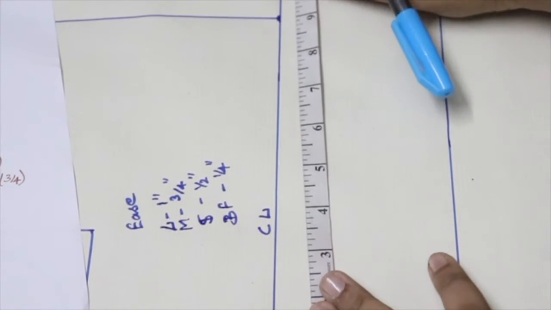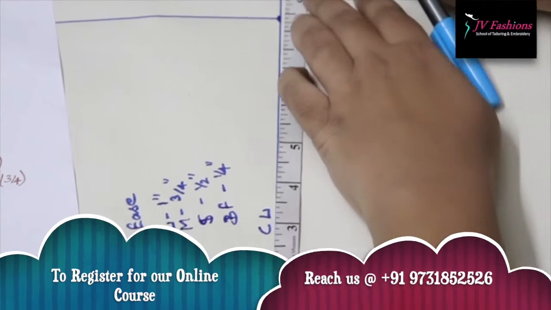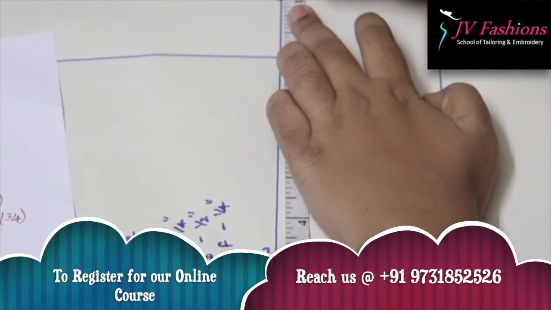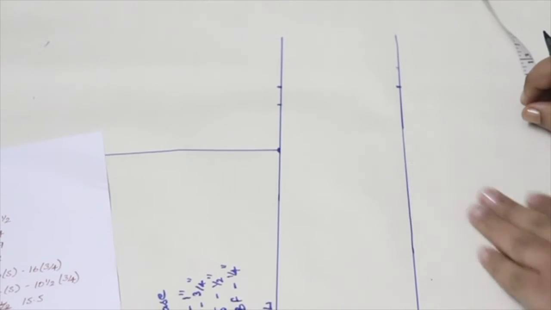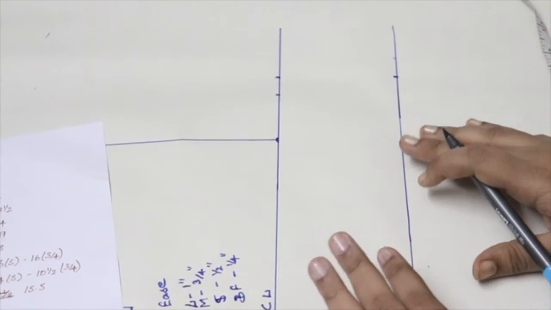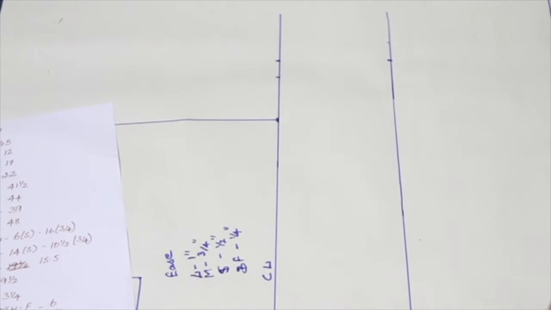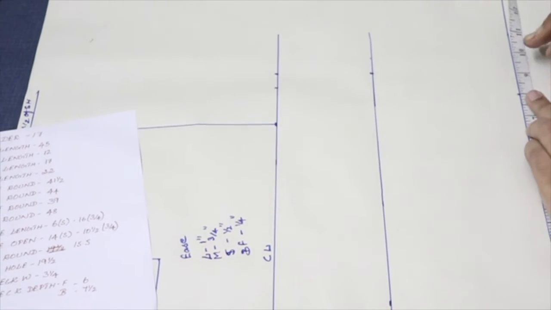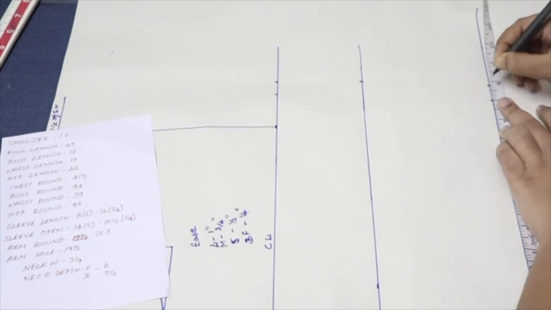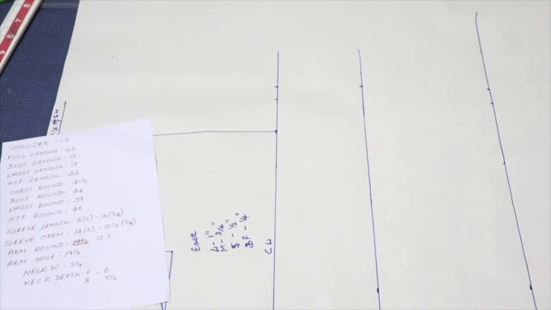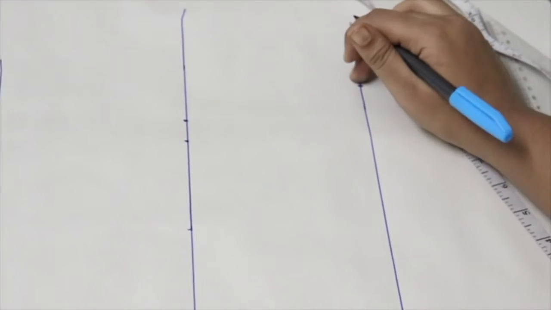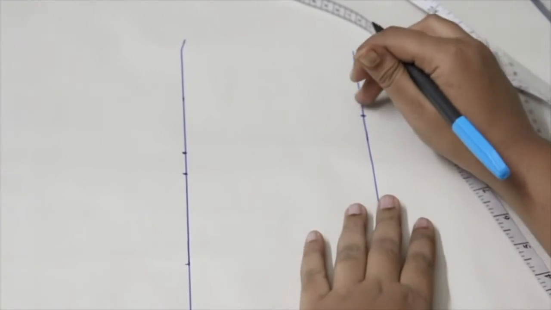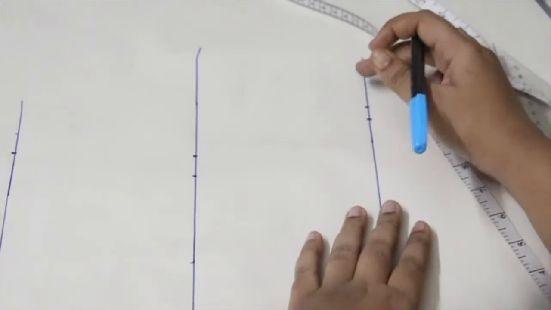Here I am going to give 3/4 ease. So I am adding 3/4 extra to the chest round. You should not add ease to the bust point. If you are adding, you will not get a proper fit. I am adding 3/4 ease to the waist and I am giving 1/2 inch ease to the hip. From the hip, you will get openings, so I am giving 1/2 inch. You can even give 1/4 ease.